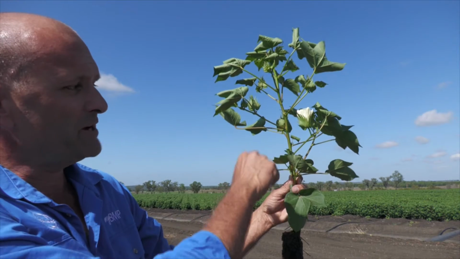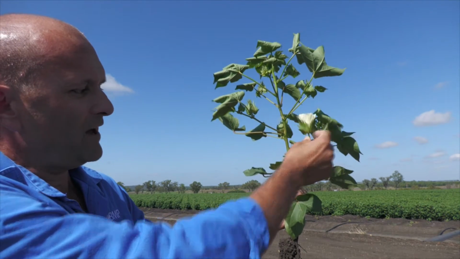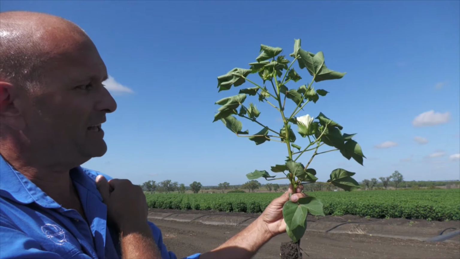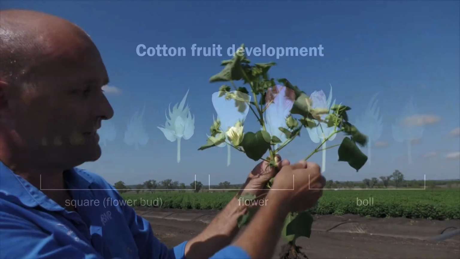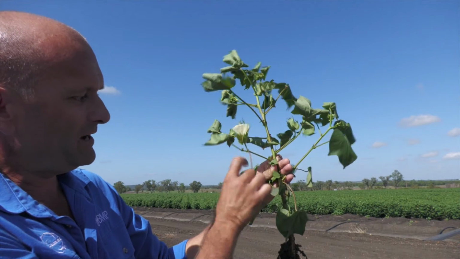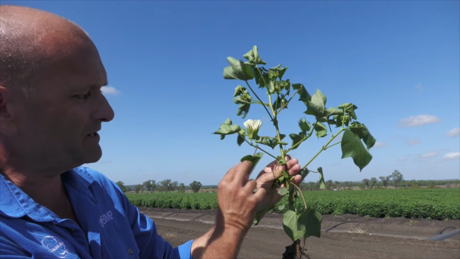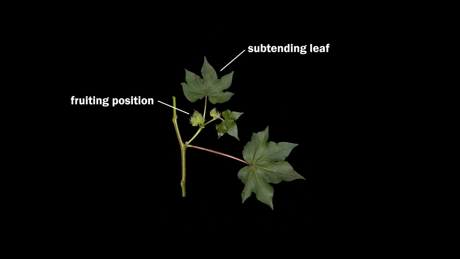On this plant here, we've reached first flower, which is symbolised by this wide open flower on the first fruiting branch of the plant. That flower, once it's pollinated, will turn pink and fall off and give way to a boll. What sets this branch and that branch apart is that this one has a square, and opposite that square, which has become today's flower, is this leaf here, which we call the subtending leaf.